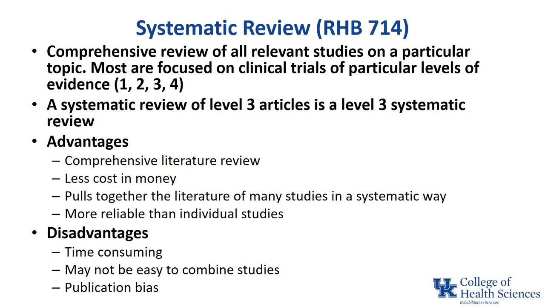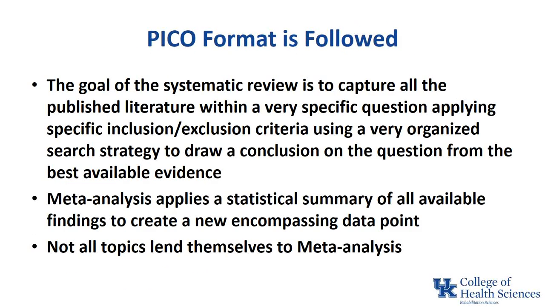Publication bias is a real problem in doing systematic reviews and meta-analysis, and there are some mechanisms by which you can evaluate that, but unfortunately the bottom line is that it's hard to get a paper published without a significant effect. So that requires you to do some digging into the methods and the results of studies that might have measured what you're interested in but not really focused on that, but they might incorporate that information in their data analysis. So the PICO format is followed, just like it is with a lot of other types of studies.